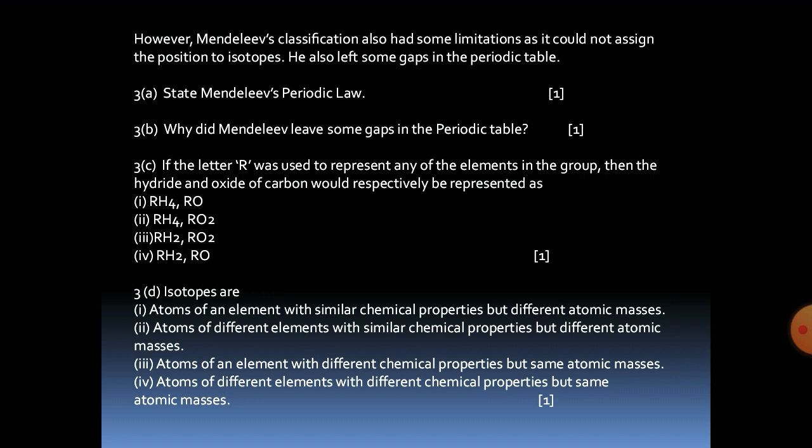The first question is, state Mendeleev periodic law. Second one is, why did Mendeleev leave some gaps in the periodic table? Third one is, if the letter R was used to represent any of the elements in the group, then the hydride and the oxide of carbon would respectively be represented as. You have to choose one from the options given.